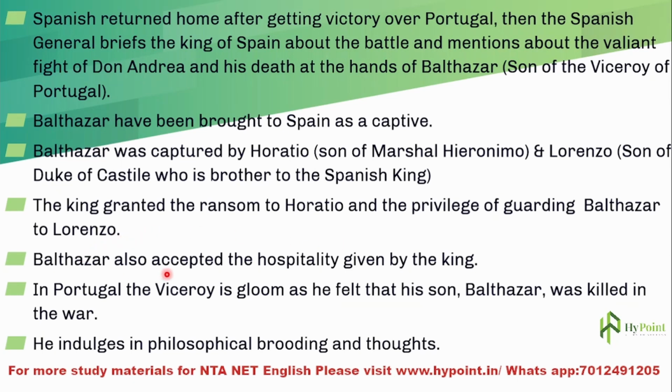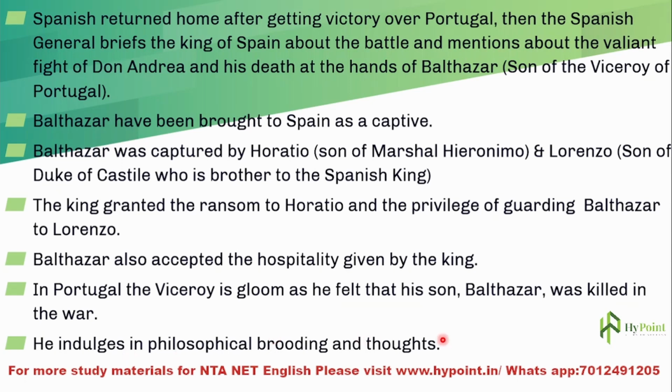So Balthazar also accepted the hospitality given by the king. Even though he was a captive, he was treated as a guest there. In Portugal, the viceroy is gloomy, as he feels that his son Balthazar was killed in the war. The viceroy of Portugal, the father of Balthazar, doesn't know what happened to his son. So he was gloomy, sad and in grief, believing that his son got killed during the war, and he indulges in philosophical brooding and thoughts.